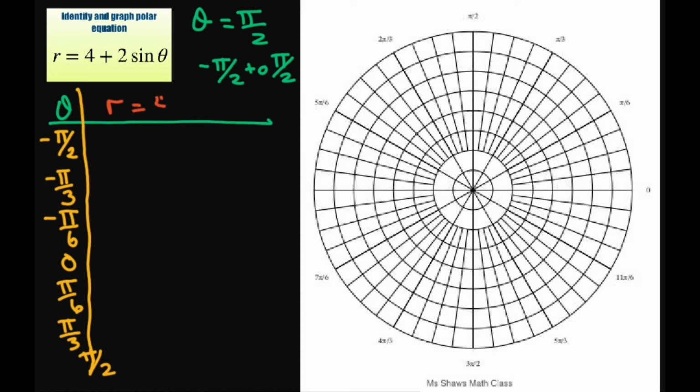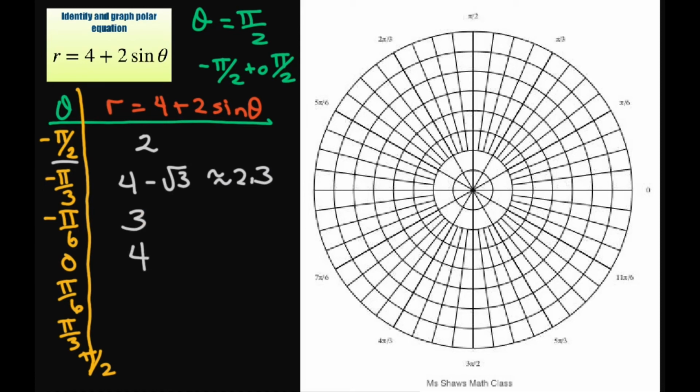All right, and we are going to find our r value. Our r is 4 plus 2 sine of theta. So substituting in our values, at negative pi divided by 2, we're going to get 2 for r. At negative pi divided by 3, that's going to be 4 minus square root of 3, approximately 2.3. Negative pi divided by 6 gives me 3. At 0, we get 4. At pi divided by 6, r is 5. At pi divided by 3, we get 4 plus square root of 3, about 5.7. And at pi divided by 2, we get 6.